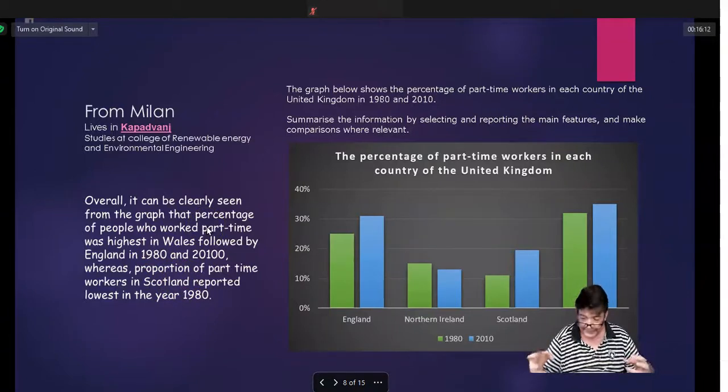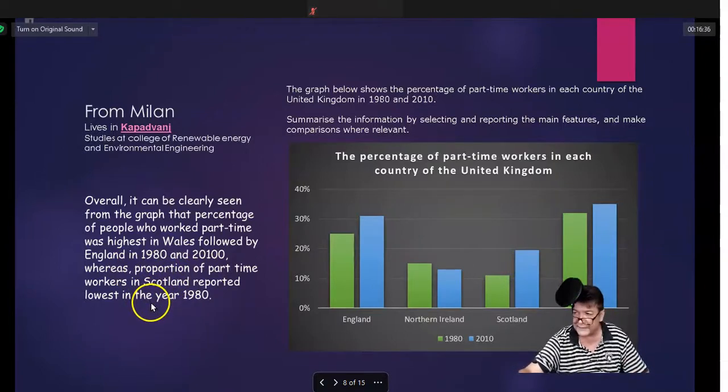You've taken the highest and the lowest and tried to squeeze them into your overview somehow. By saying that it can be clearly seen that the graph percentages of people who worked part-time was highest in Wales, followed by England in 1980 and 2100, whereas proportion lowest. Okay. Now, I hope that the writer can see that that's kind of awkward. It doesn't fit. When I look at this graph, what do I see?